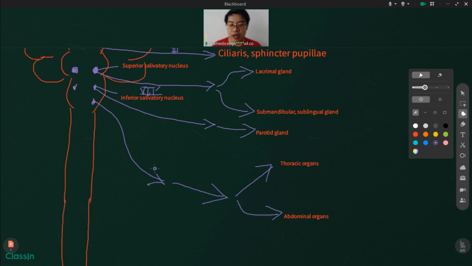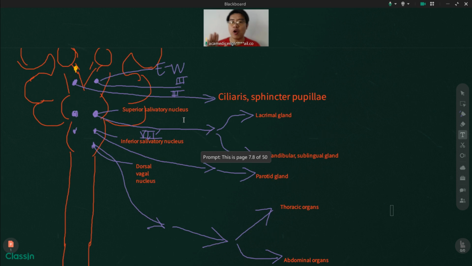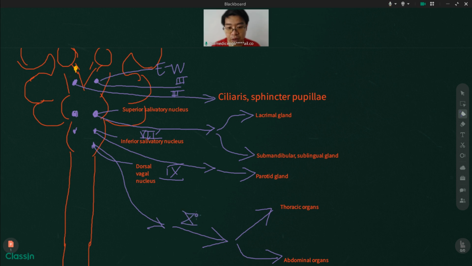Okay, and supply them with parasympathetic input. And that nucleus right there, with 10 that goes to and supplies the parasympathetic output to the thoracic organs and abdominal organs, is called the dorsal vagal nucleus. So from these nuclei here in the brainstem, the output is going to go out through the third nerve, the 7th nerve, the 9th nerve, and finally the 10th nerve.